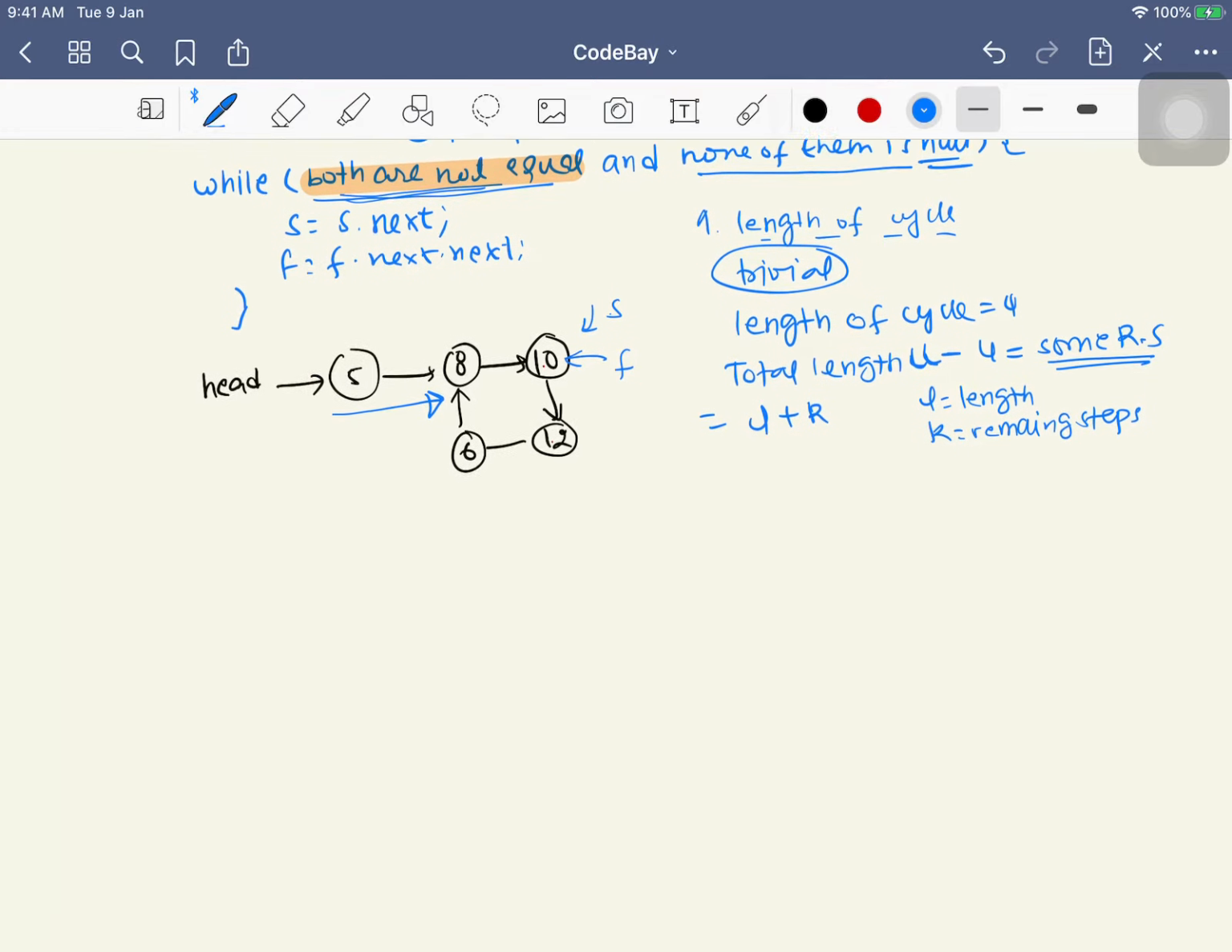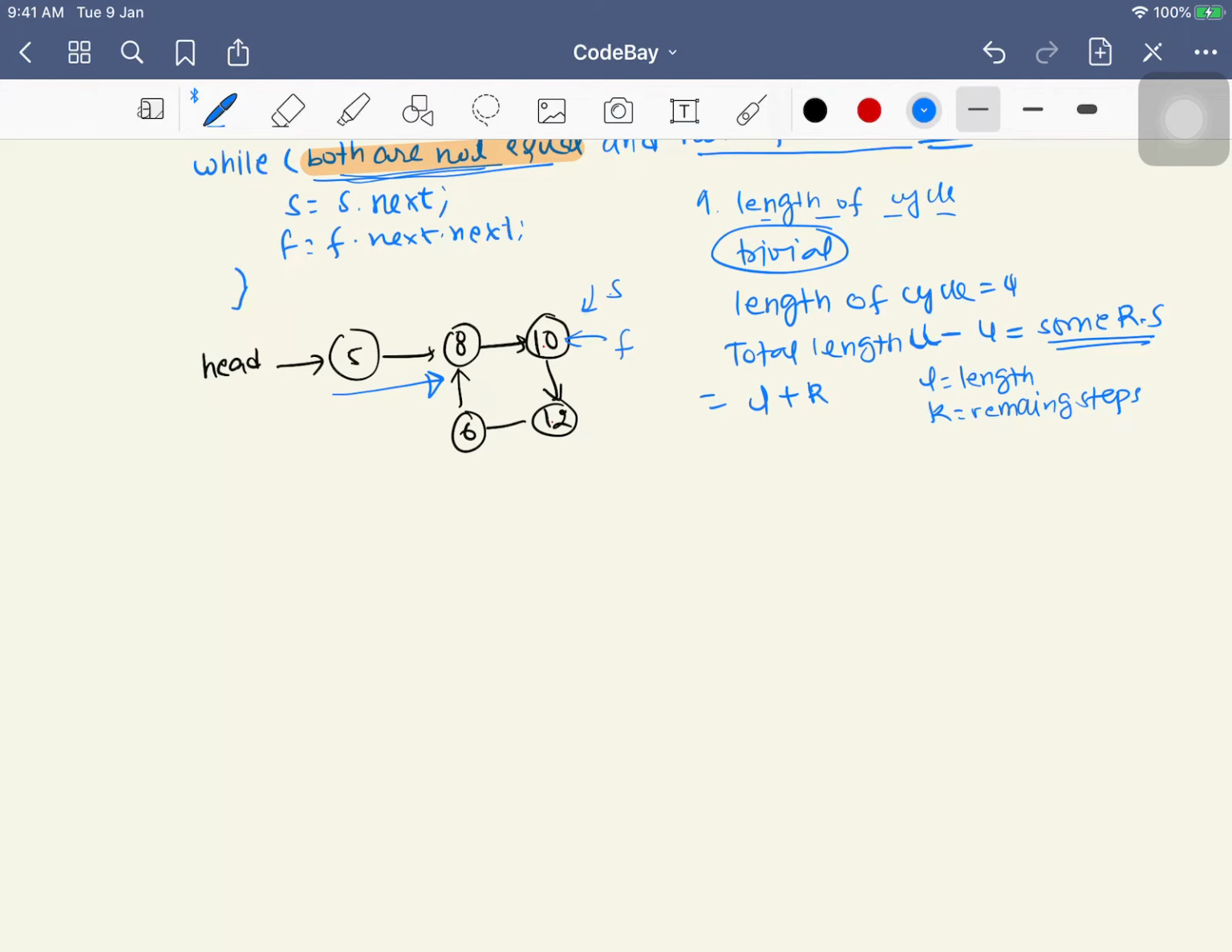Now starts the interesting point. One thing we can definitely observe is that it won't matter even if we take L steps first and then follow with K steps, or we take K steps first and then we take L steps. It will eventually complete the whole linked list. We will be traversing the whole linked list with the help of L plus K steps. Now starts the second part. The first part was finding the length.